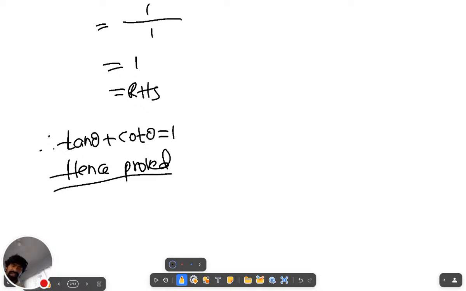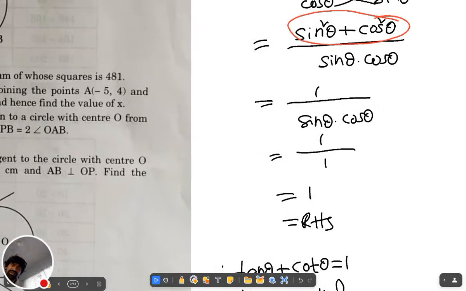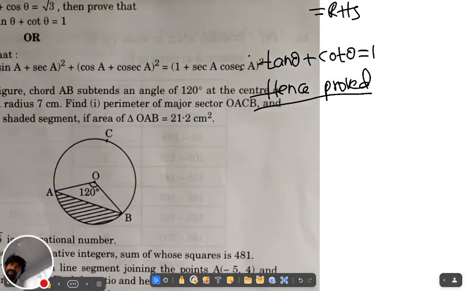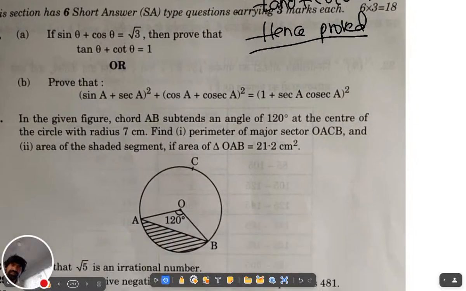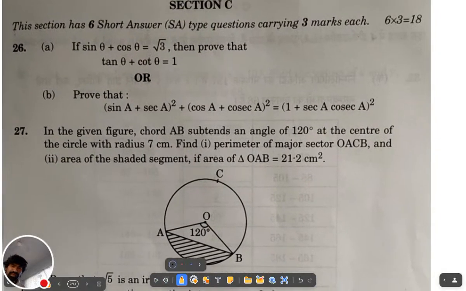Okay, so let's see the second question, the 26b question. The 26b question is: prove that sin a plus cosec a whole square plus cos a plus cosec a whole square is equal to 1 plus sec a cosec a whole square.